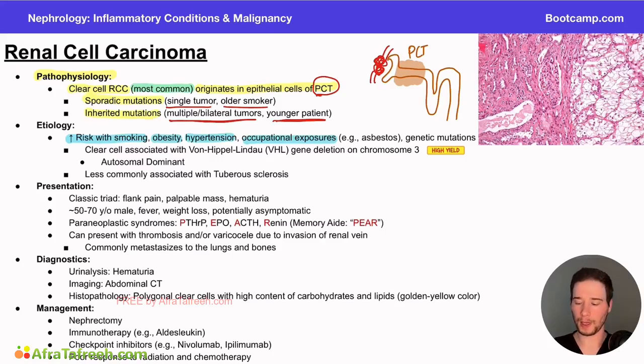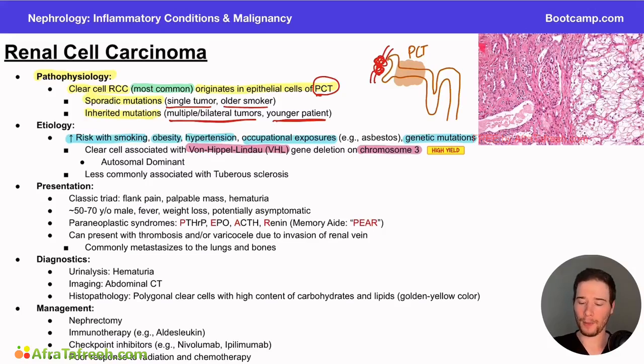And finally, the last one I'm going to point out here is genetic mutations. And the genetic mutation I want you to be familiar with is this one called von Hippel-Lindau, or VHL for short. The clear cell form of renal cell carcinoma is typically associated with this genetic mutation. This mutation is seen as a deletion on chromosome 3, which for the purposes of step 1 is actually a high yield thing to know. It's a high yield thing to remember. And that's why I put the high yield button there.